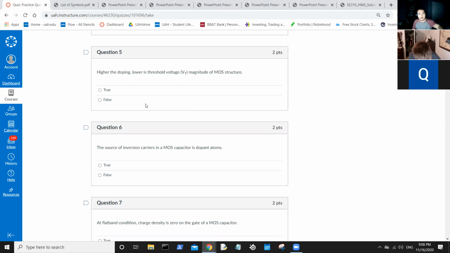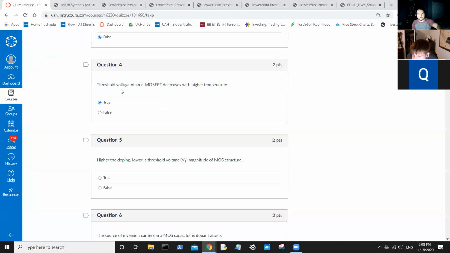All right. Question 5. Higher the doping, lower is the threshold. Yeah. Threshold voltage directly correlates to doping density at the lowest level. There's 3 factors. There's a lot of questions about threshold voltage. It's obviously a big topic. But one of the major factors that produces the threshold voltage, there's an equation for it. We know the equation. We can look at that later if we really need to for the equation sheet.